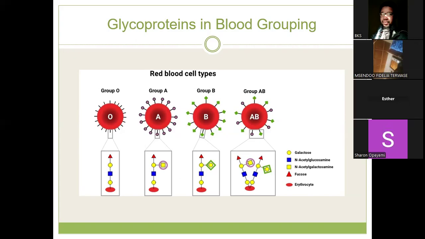So that is just the classical explanation, and from here we can also know why O cannot receive from any but O, and why AB can receive from all, and why A can only receive from O and A, why B can only receive from O and B, right? Yes, sir. From the little explanations here, I hope everybody got this.